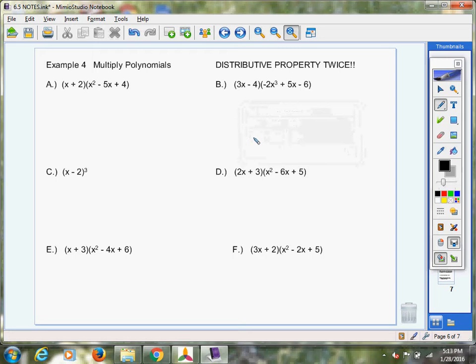All right, welcome back, algebra students. We are learning so much about multiplication. We've multiplied monomials together. We've distributed a monomial to a polynomial. We multiplied binomials together and learned how to FOIL. And now I'm going to teach you another type of multiplication. We're going to multiply polynomials together.